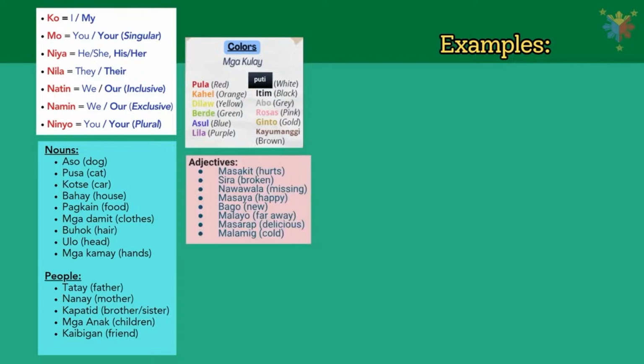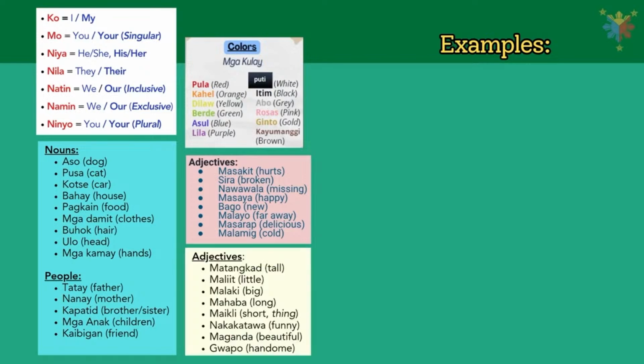And some more adjectives, masakit, hurts, sira, broken, nawawala, missing, masaya, happy, bago, new, malayo, far away, masarap, delicious, malamig, cold. And lastly, let's finish off with some more adjectives. Matangkad, tall, maliit, little, malaki, big, mahaba, long, maikli, short, nakakatawa, funny, maganda, beautiful, guapo, handsome.